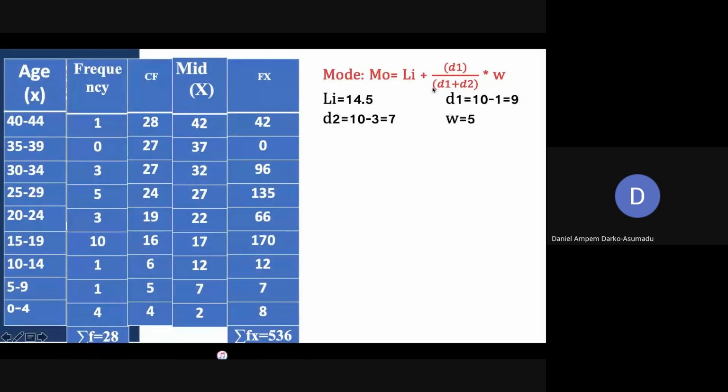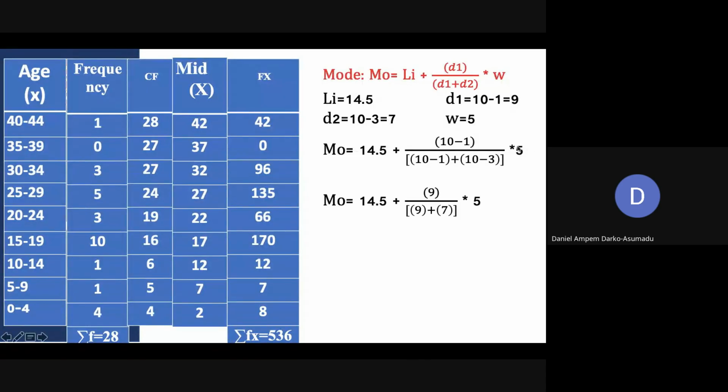If you have to put this into the formula, then you're going to get 14.5 plus 10 minus 1, which is the D1, over D1 again, 10 minus 1, plus, as you can see in the formula, D2, 10 minus 7, times 5. If you break it down, please, can you see my screen and can you hear me?